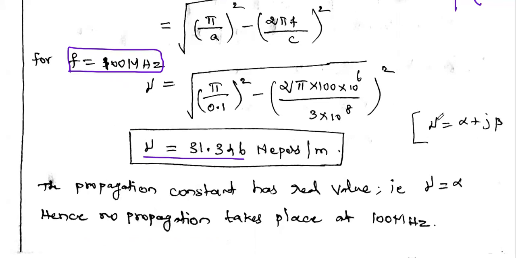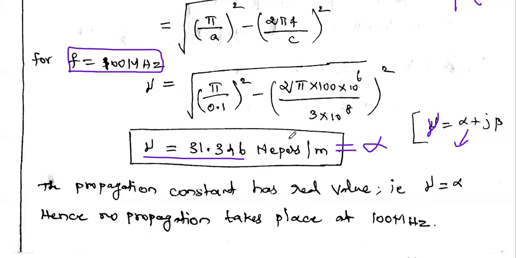Here you see the propagation constant value is real. Usually the propagation constant is a complex quantity. Already you know the propagation constant eta equals alpha plus j beta. But here the answer is only the real part. That means this propagation constant eta becomes alpha. So that's why this 31.346 is said to be the attenuation constant.